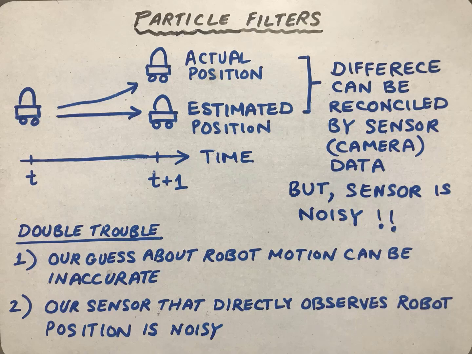And this difference, however, can be reconciled by the sensor data. Remember, the sensor in our case is the camera, and it is going to guide us towards a better estimate. But remember, real-life sensors, as we all know, can be noisy. So here our problem is posing a double trouble. The first problem is that our guess about the robot motion model can be somewhat inaccurate. And the second problem is that our sensor can be noisy, and because the sensor is directly observing the robot position, we want it to be as accurate as possible. But in reality, the sensor information which we would have liked to use to refine our guess may also be less accurate.